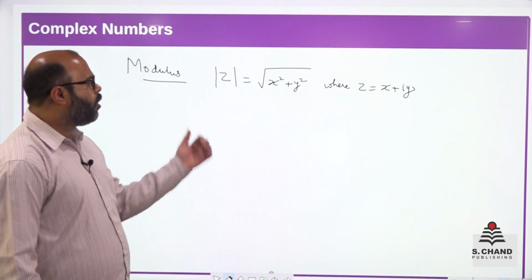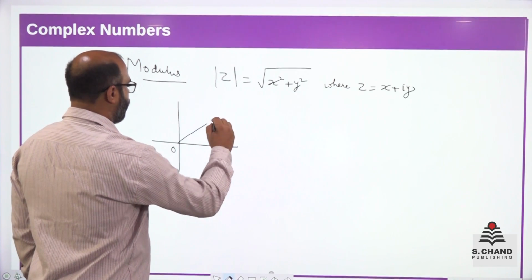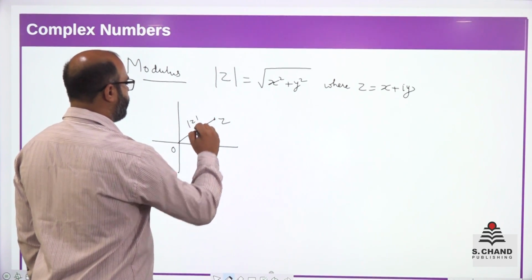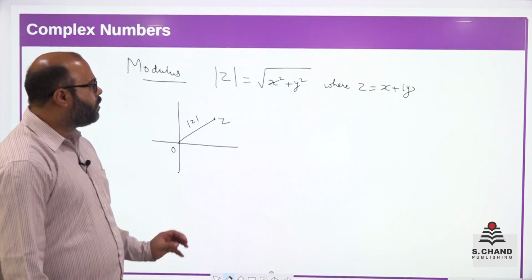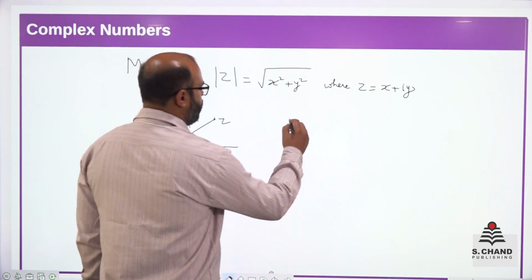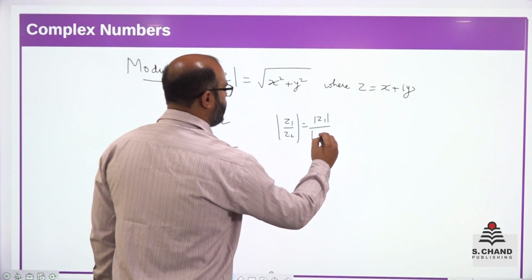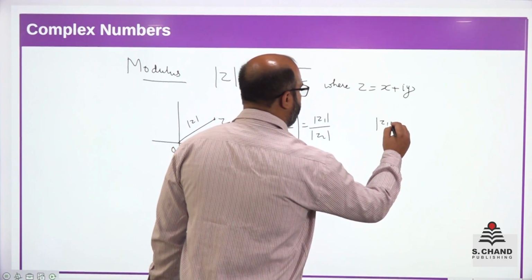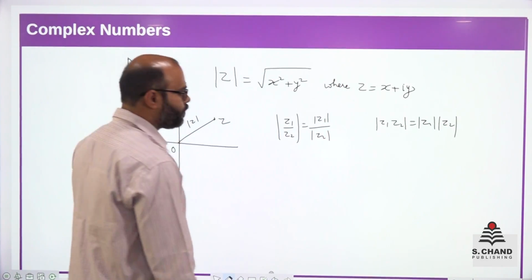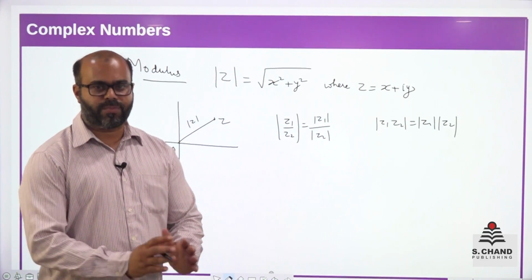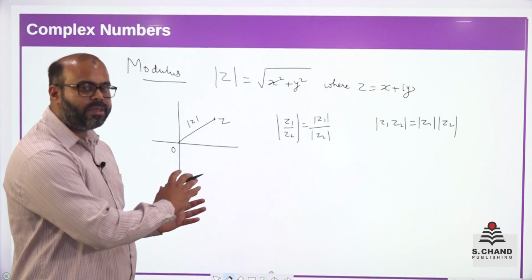Now here mod z also means geometrically distance of z from origin. This is mod of z. It can be on any axis, it can be on any quadrant. Now what are the properties of mod of z? Mod of z1 by z2 is equal to mod z1 by mod z2. Mod of z1 into z2 is equal to mod z1 into mod z2. For addition and subtraction you cannot split mod like this.